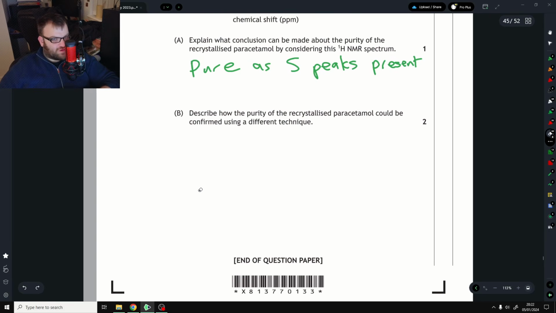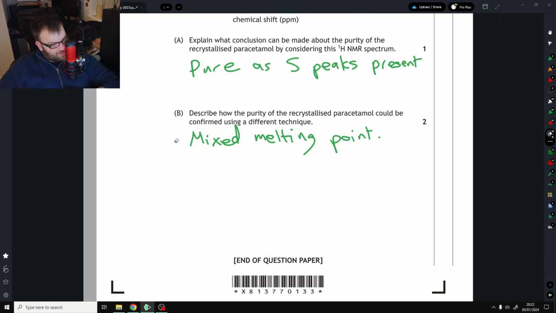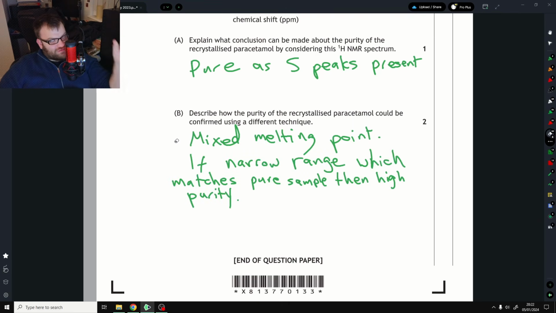If you were to confirm the purity of your sample, you can use a few different techniques. The one I would use would be a mixed melting point. So take some of the pure sample, mix it with your sample, and measure the melting point. If you have a narrow range which matches with your expected literature ranges, that means you've got a pure sample. If you've got an impure sample, it would have a wider range, and the values would be different as well. They'd be lower.